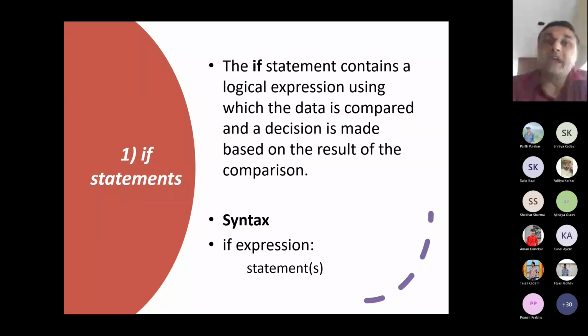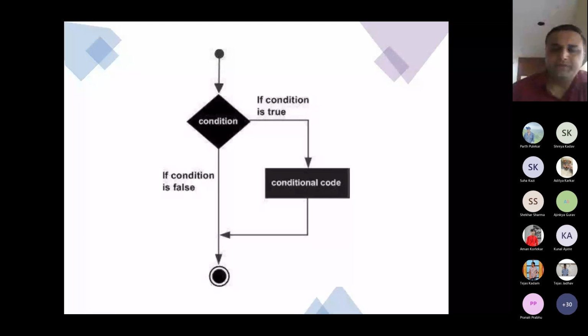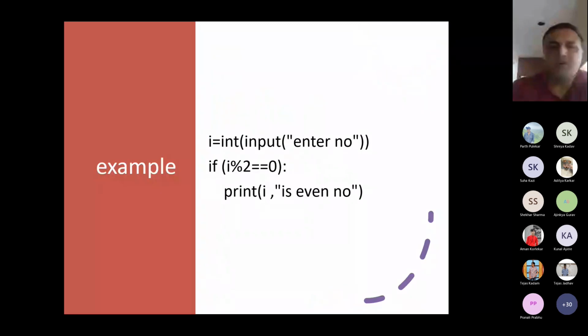Now there are types of if statements which are used under different circumstances. First of all, the basic syntax of if statement is: if expression colon, and then the statement that needs to be executed. Okay. So that is the if statement. Got it? Second comes the example of if statement: even number. What is i? Students, can you tell me what is i here? Any natural number, any value taken from the user, correct?